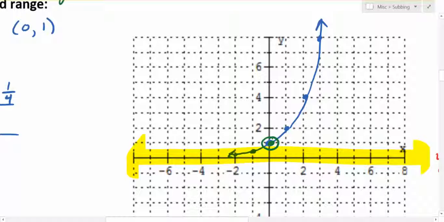But what's the difference about this function? What does this function do a little differently? It has the same type of shape, but what does it do differently? Does it go up? Mm-hmm. How fast does it go up? Faster than this one, exactly.